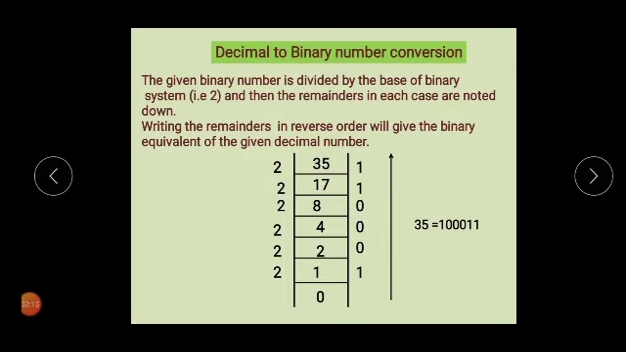Next we move to decimal number to binary number. Suppose we have the decimal number 35, we need to convert it into a binary number. So what we do is we divide this decimal number by the base of the binary number system. The binary number system base is 2. So when you divide 35 by 2, 2 17s are 34, then we get a remainder of 1. You write the remainder here. Then 2 8s are 16, again we get remainder 1. 2 4s are 8, here we got a remainder of 0. So we write 0 here. Then 2 2s are 4, then 0 here.